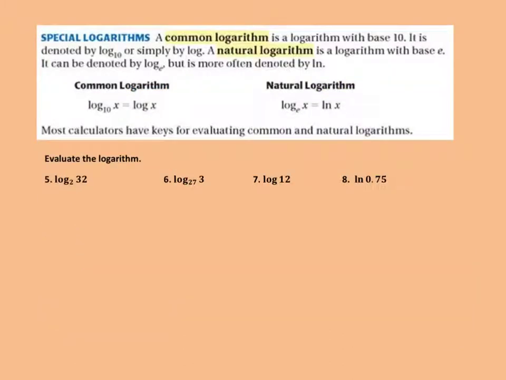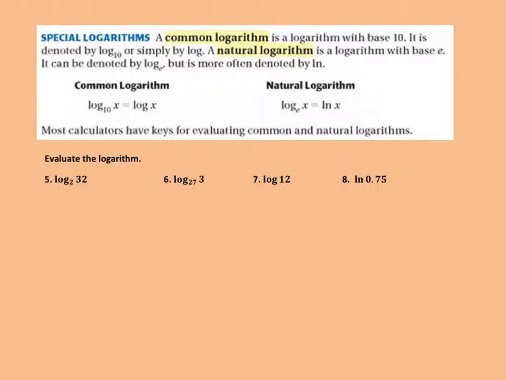So, special logarithms. A common logarithm is a logarithm with base 10. It is noted by log base 10 or simply log. So if you don't see a base, the base is 10. A natural log is log of base e. It can be noted as log base e, but is more often denoted as ln, meaning natural log. Okay? Your calculators do have keys.